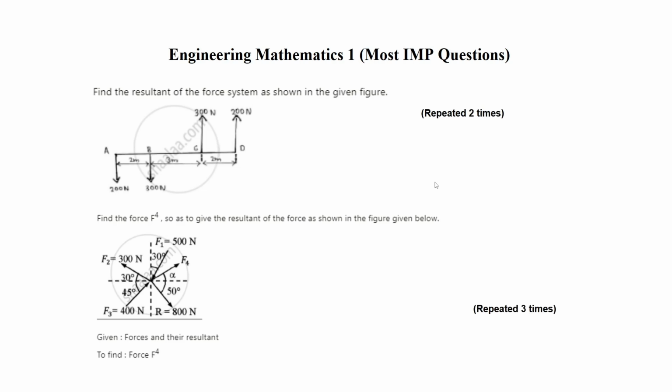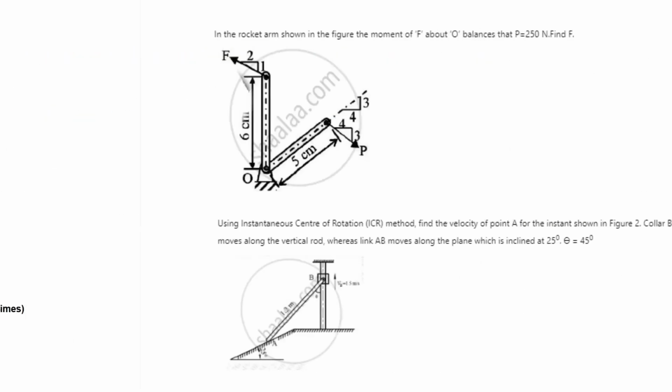The second one is to find the force F so that it gives the resultant. The second one is also resultant. This question is asked almost 3 times, and this question is asked in the question number one section for almost five marks. It can be asked for 6 marks in question number two or three, but mostly it is asked in question number one only.